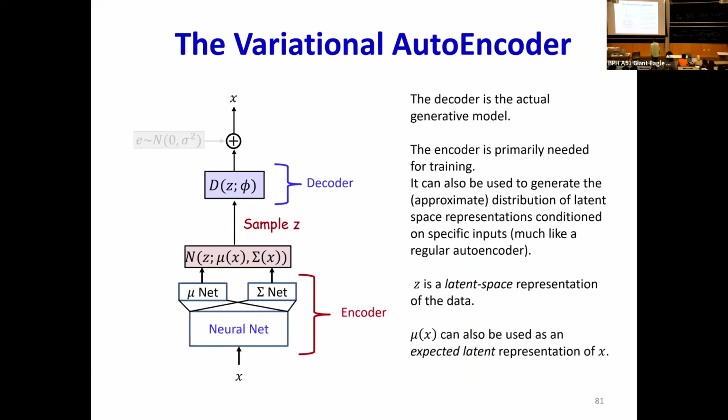Again, the decoder is the actual generative model. The encoder is primarily needed for training. The encoder can also be used for other purposes, right? So what exactly would that be?